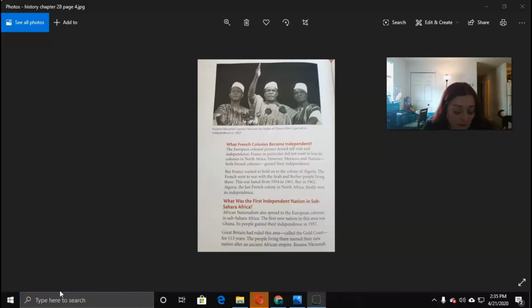The European colonial powers denied self-rule and independence. France, in particular, did not want to lose its colonies in North Africa. However, Morocco and Tunisia, both French colonies, gained their independence. But France wanted to hold out on the colony of Algeria. The French went to war with Arab and Berber people living there. This war lasted from 1954 to 1961, but in 1962, Algeria, the last French colony in North Africa, finally won its independence.